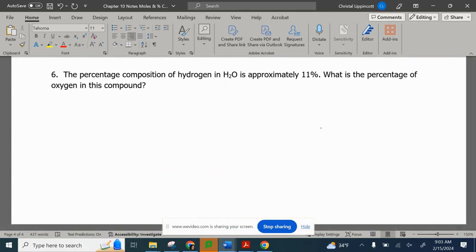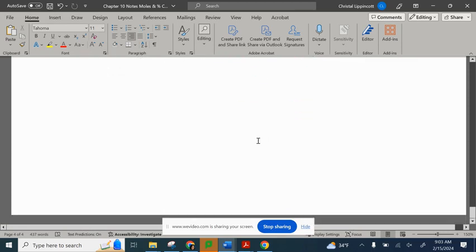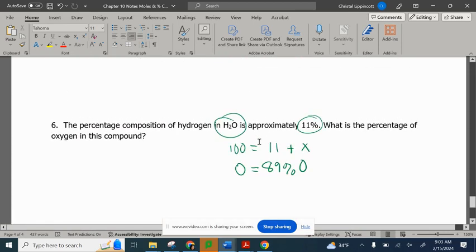This one, if you are given 1 thing and the total percentage, so we know that the whole percentage of this is 100, right? So if we have the percentage of 1 thing, we can figure out the percentage of the other. Yes? So we just subtract, and that means that the oxygen is going to equal 89% oxygen. Easy enough? I think that's it. Yeah. So pretty easy percent comps.